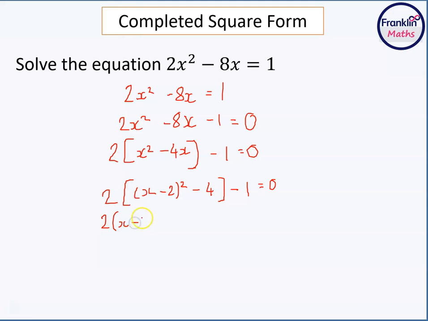So I'm going to end up with, I'll do this next bit in one line, (x minus 2) squared. That'd be minus 8 there, minus another 1 is minus 9, equals 0. So what I'm going to do now, to solve this, first thing I'm going to do is add 9 to both sides.